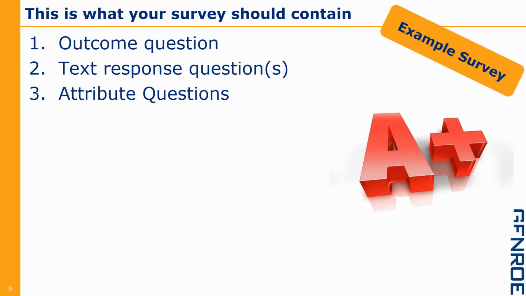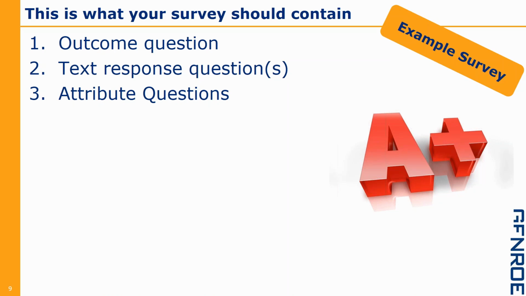Okay, moving on. The first thing I want to do is make a point about what your survey should contain. A typical survey should contain what I call an outcome question. This outcome question could be the Net Promoter Score, which is a great outcome question. It could be customer satisfaction, CSAT. It could be customer effort score. There are a few different outcome questions, but that outcome question needs to link in some way to customer loyalty.